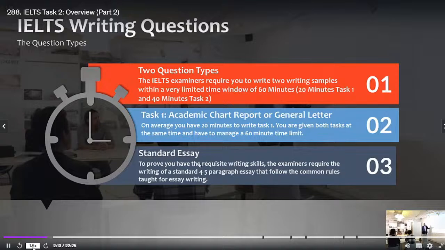Now, task number 2 is the standard essay, and that's what we're getting into here, the standard essay. This is where you have to prove your ability to write the standard essay that they teach in almost every ESL school around the world. You have to write in a way that's measured up to the standards that the examiners expect when giving a student a score of 7+.